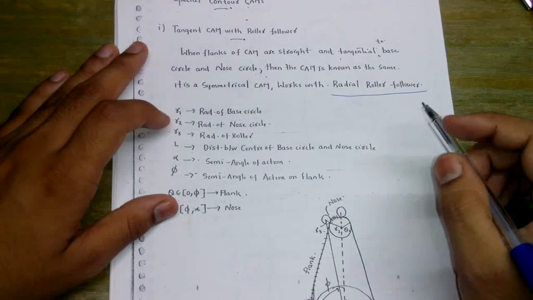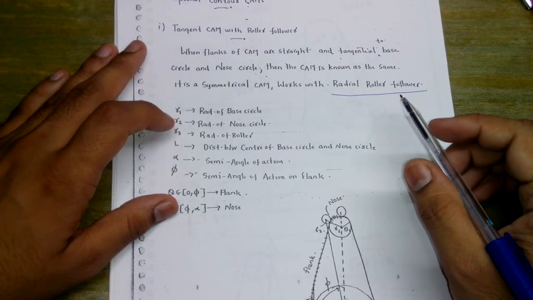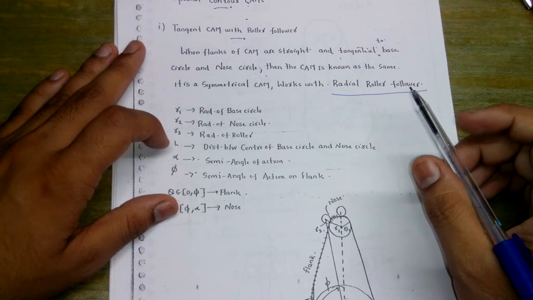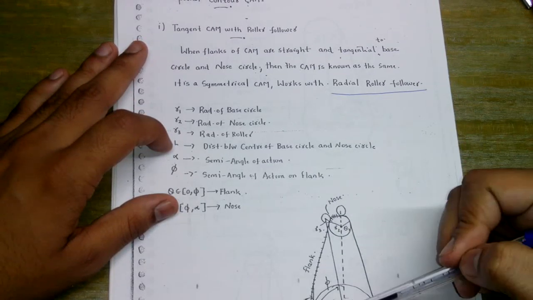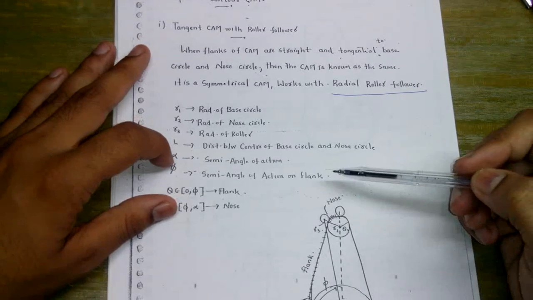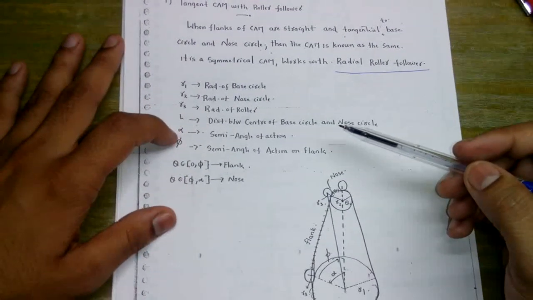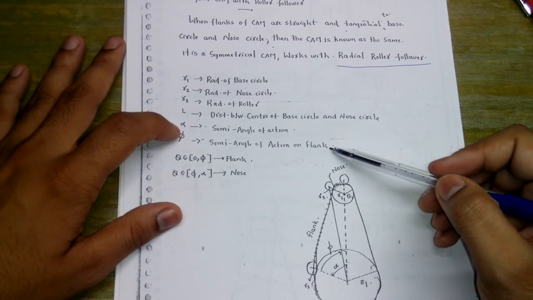Let R1 be the radius of the base circle, R2 the radius of the nose circle, R3 the radius of the roller, L the distance between the center of the base circle and the nose circle, alpha the angle of action, and phi the semi-angle of action of the flank.